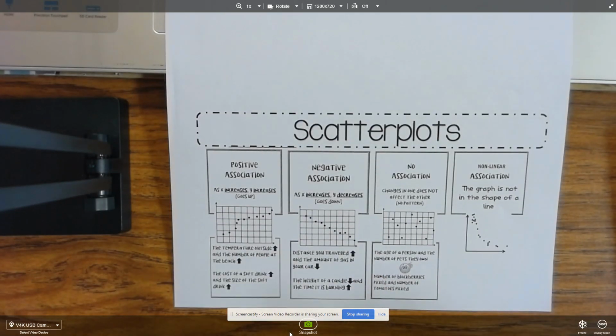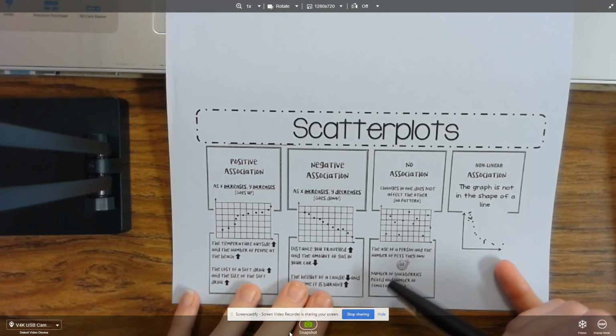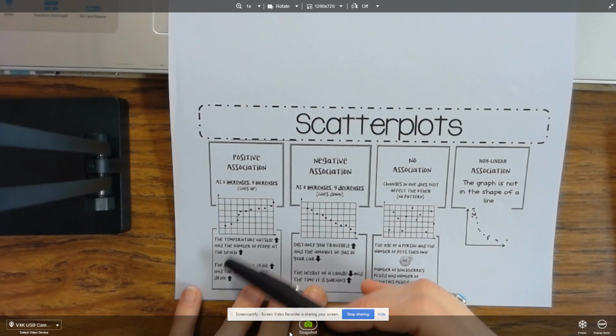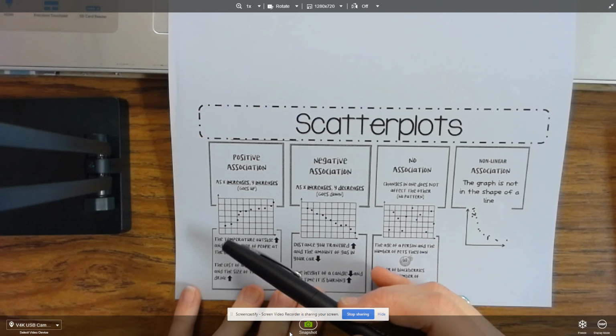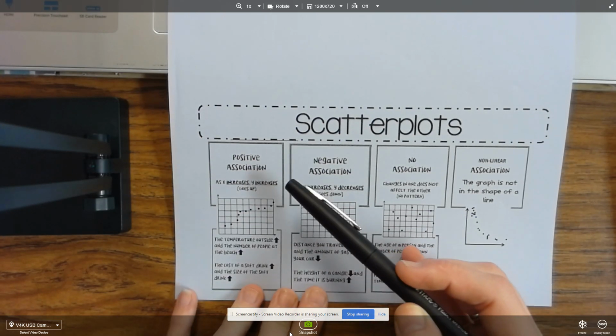Video is for scatter plots. So remember, scatter plots don't form the nice pretty lines like we're used to, but we do have association and we do have linear and nonlinear. So positive association is when x increases, y increases as well. So it's going to go uphill.